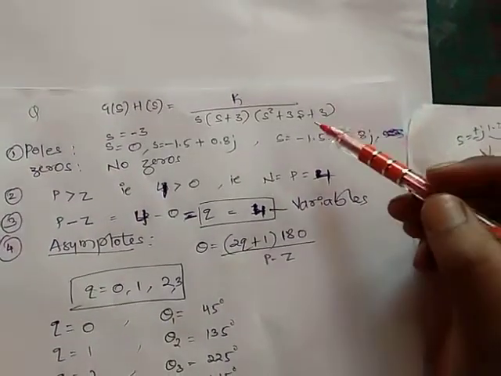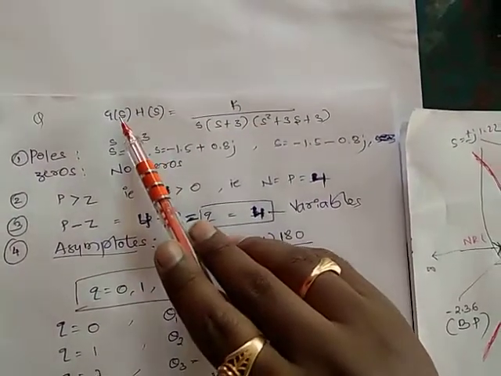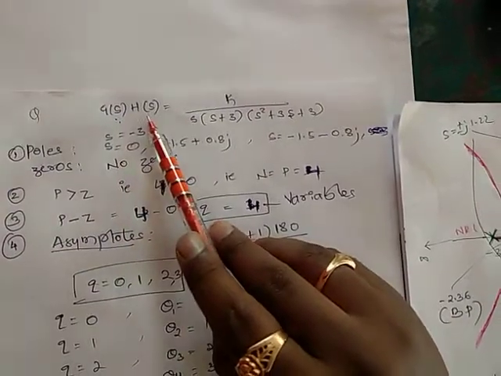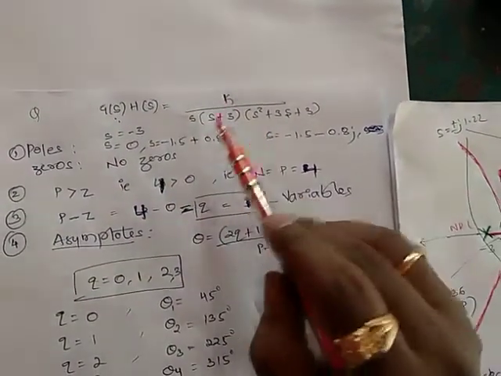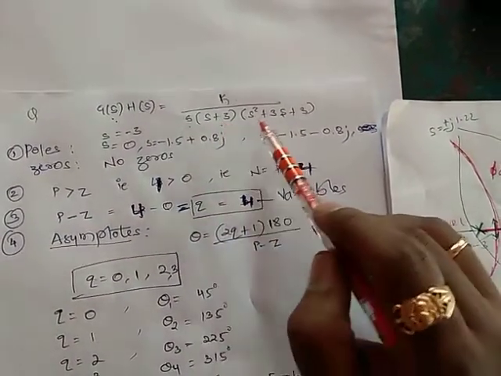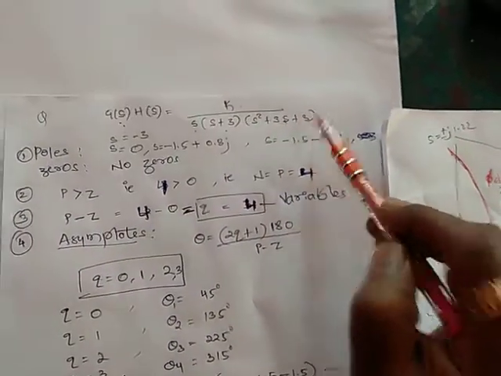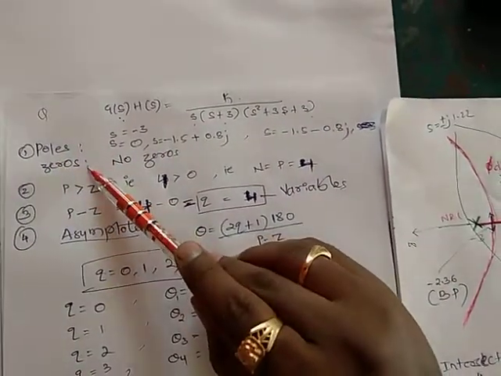Yes, today we'll solve another problem. The open loop gain system is given as G(s)H(s) equals K divided by s(s + 3)(s² + 3s + 3). So the first step is to identify poles and zeros.